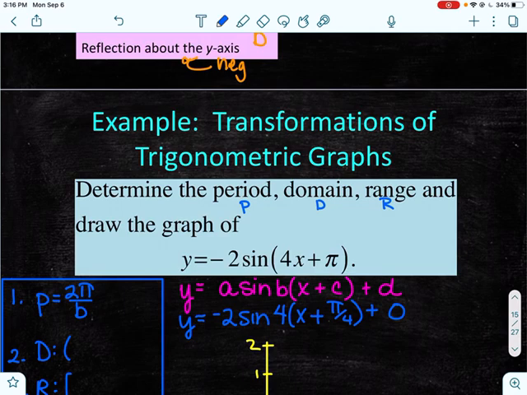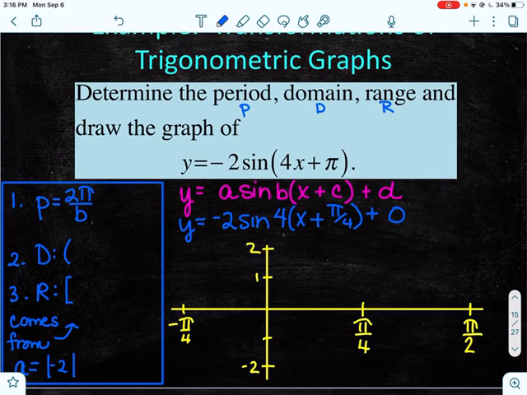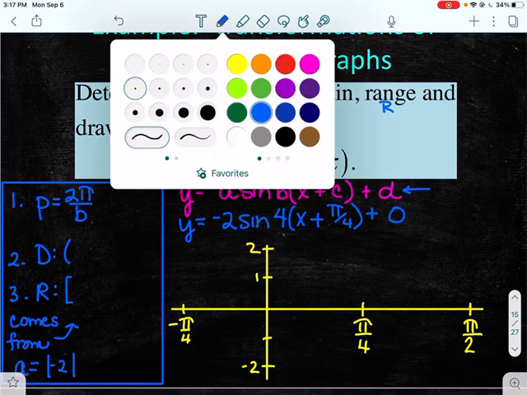So with this, we have an example: determine the period, domain, range, and then draw the graph of negative sine 4x plus pi. The first thing I do is write the form of the equation here, and I'm showing you the different components. If you notice, I factored a 4 out of the expression 4x plus pi. It's kind of weird factoring if you're not really used to it. But remember that if you're going to pull out a factor of 4, you're dividing each term in that expression by 4.